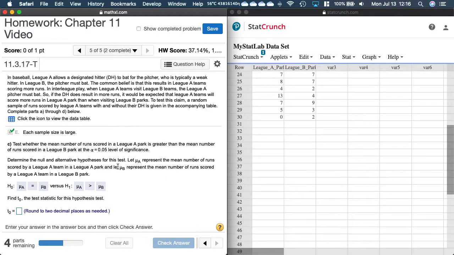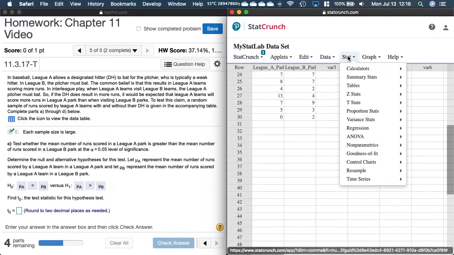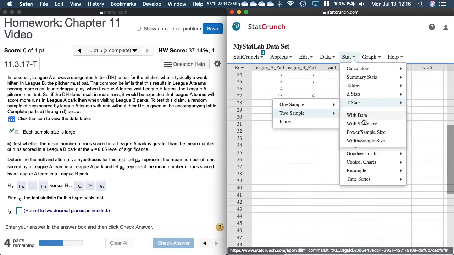Bravo! All right, so now we need to come over here and do our StatCrunch to get our test statistic and our p-values and all that other fun stuff. So we'll come over here, Stat, T-test, two-sample, and here we have data. So we will choose with data.